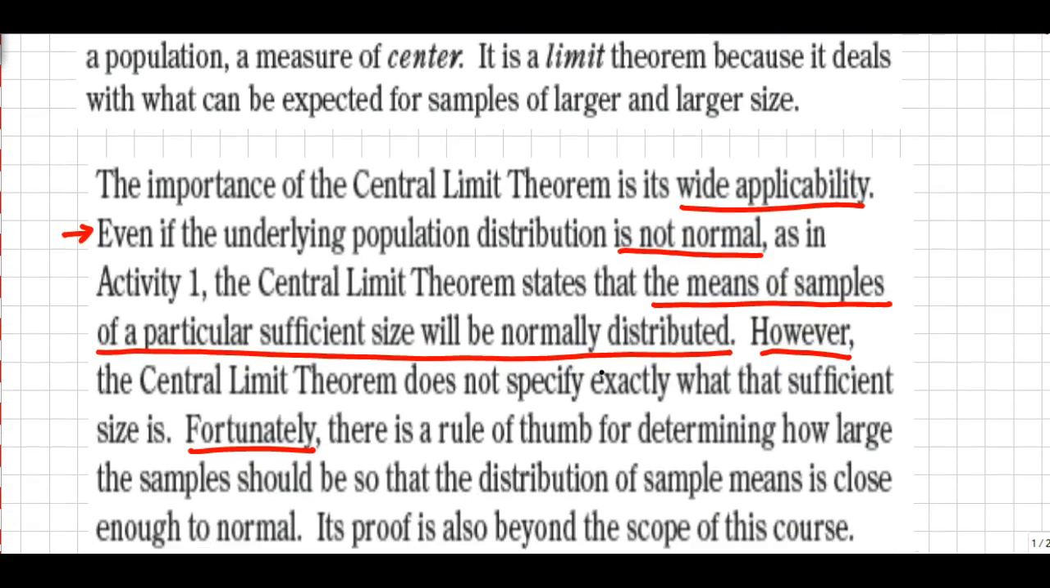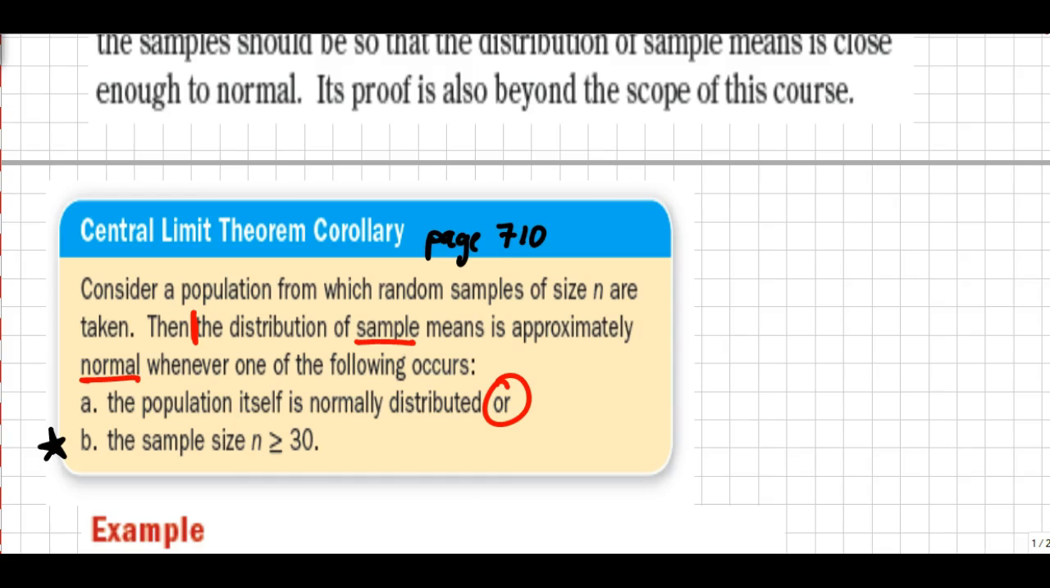The importance of the central limit theorem is that it applies widely to lots of different situations. Even if the underlying population distribution is not normal, the central limit theorem states that the means of samples of a sufficient size will be normal. So what do they mean by sufficient size? The theorem itself doesn't specify, but over the years a rule of thumb has been determined. And so that's our other thing that we need to talk about today, and it's the central limit theorem corollary. A corollary is just an offshoot of a theorem.